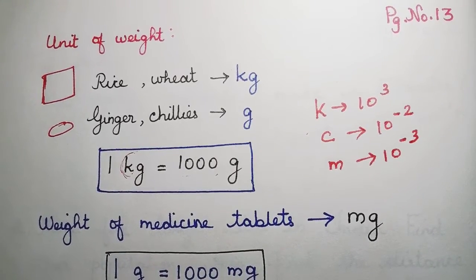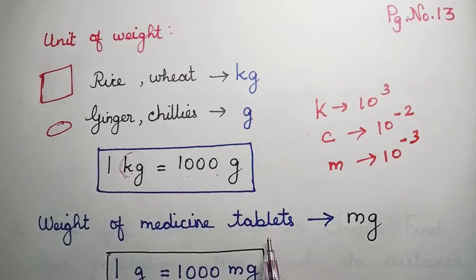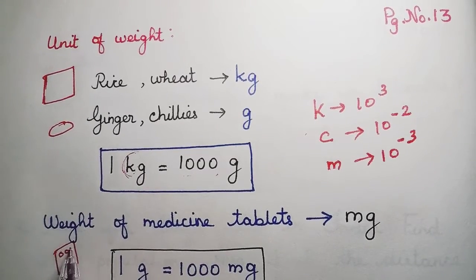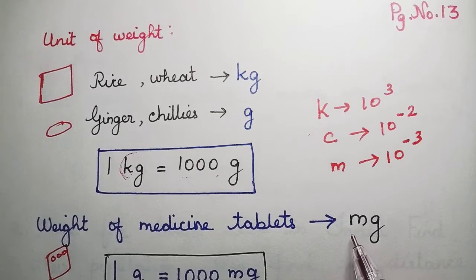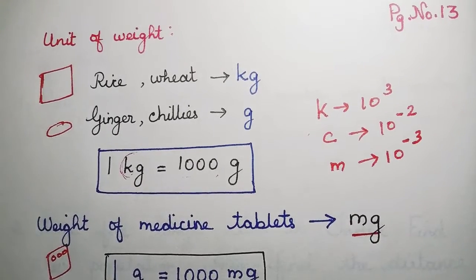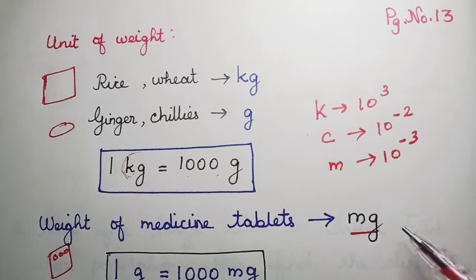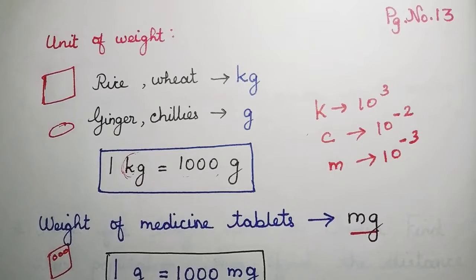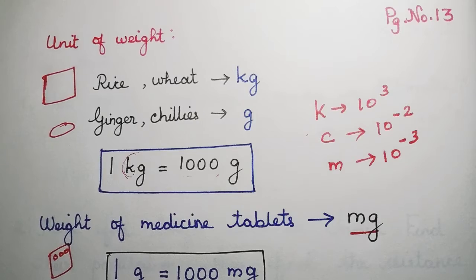So just think, what will be the weight of medicine tablets? Medicine tablets, you know, right? It will be very small, right? So for that, you will calculate the weight of the tablets in milligrams. Milli means it's 10 to the power minus 3. It's a very small amount compared to kilograms. Kilogram is the highest, and milli means a very small quantity.